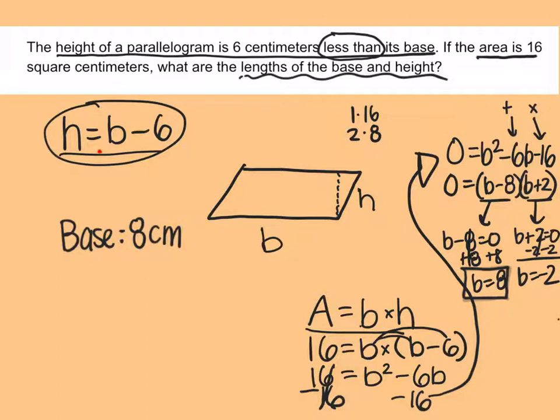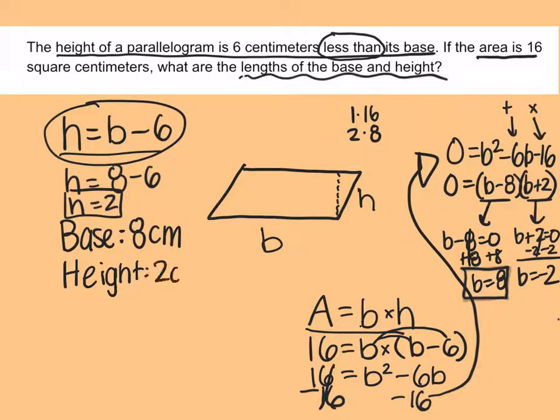So we know that the height is 6 centimeters less than its base. So using this equation, now we know that the base is 8, and the height is going to be 6 centimeters less than that. So the height is going to equal 2. So in this case, the height is 2 centimeters, and this is your final answer.